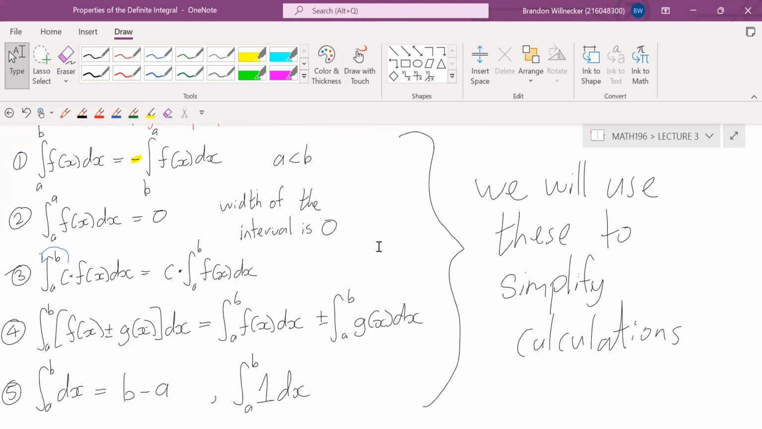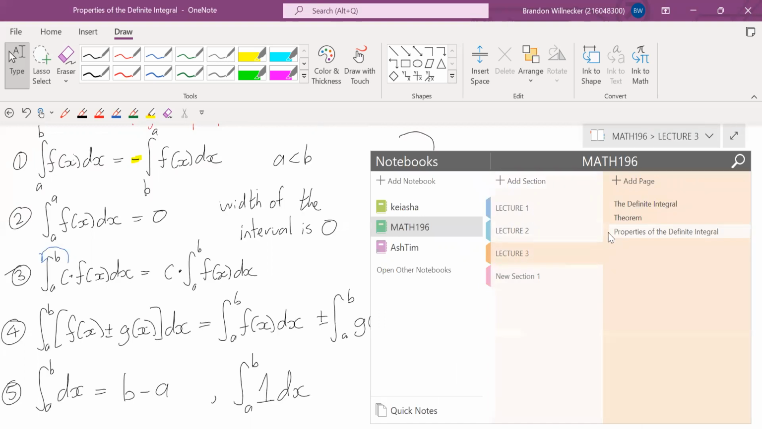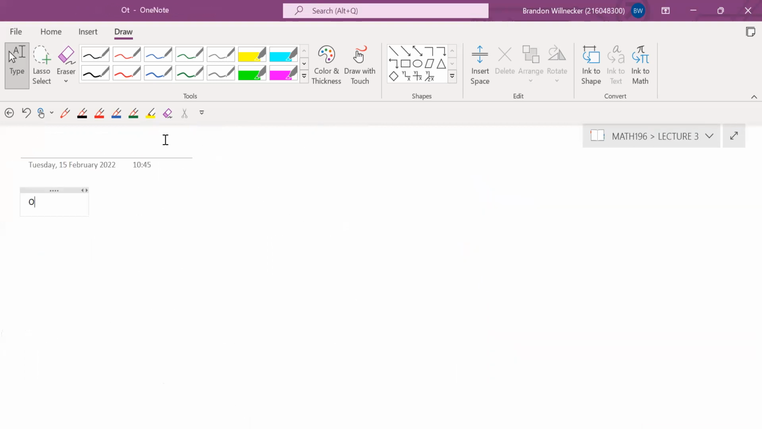Okay, the next thing that we will be looking at are some other properties of the integral, but they're not used for simplifying calculations, but we do need to go through them. So, other properties. Like I said, these properties are not really used for calculation purposes, but they are good to know just because.